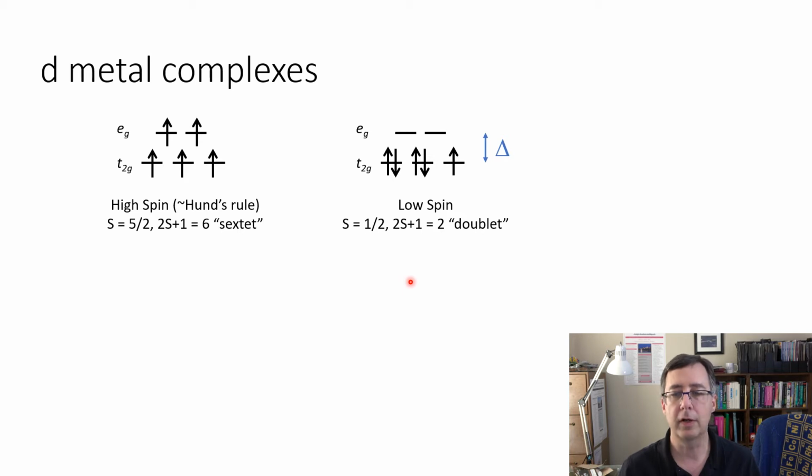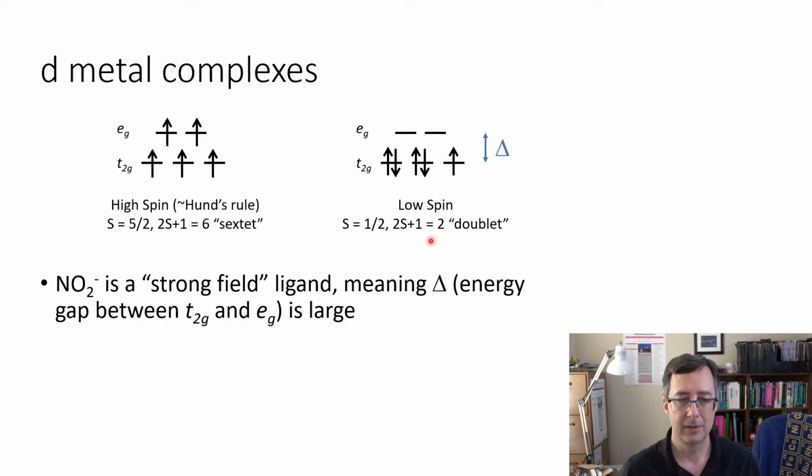How do I know which one it is? Well, I would need to know how big this gap is. How would I know that? Well, there are some rules of thumb, so if I learned a little more about inorganic chemistry, I could have a guess at this. And it turns out NO2- is what's called a strong field ligand, which means it gives you a large delta. And so knowing that, then we would expect that the situation on the right is going to be more accurate, and so I expect this to be a doublet.